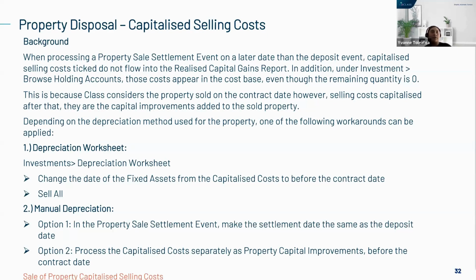So to work around this issue, depending on which depreciation method you're using, if you're using depreciation worksheet, you just need to adjust the dates of the fixed assets you're using to the day before the contract date and then click that Sell All button. Make sure you're clicking that Sell All button when you're using the worksheet. If you're using manual depreciation, you can use the contract date for your sale and your settlement event, but perhaps for the capitalized cost, you can process these as capital improvements to a date prior to your contract date.